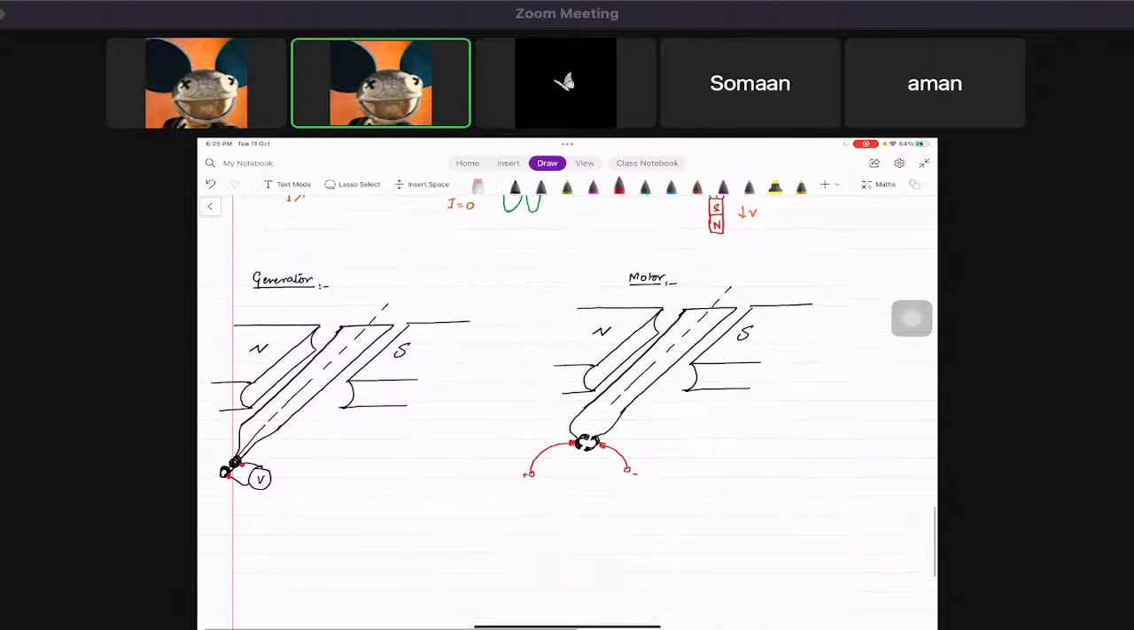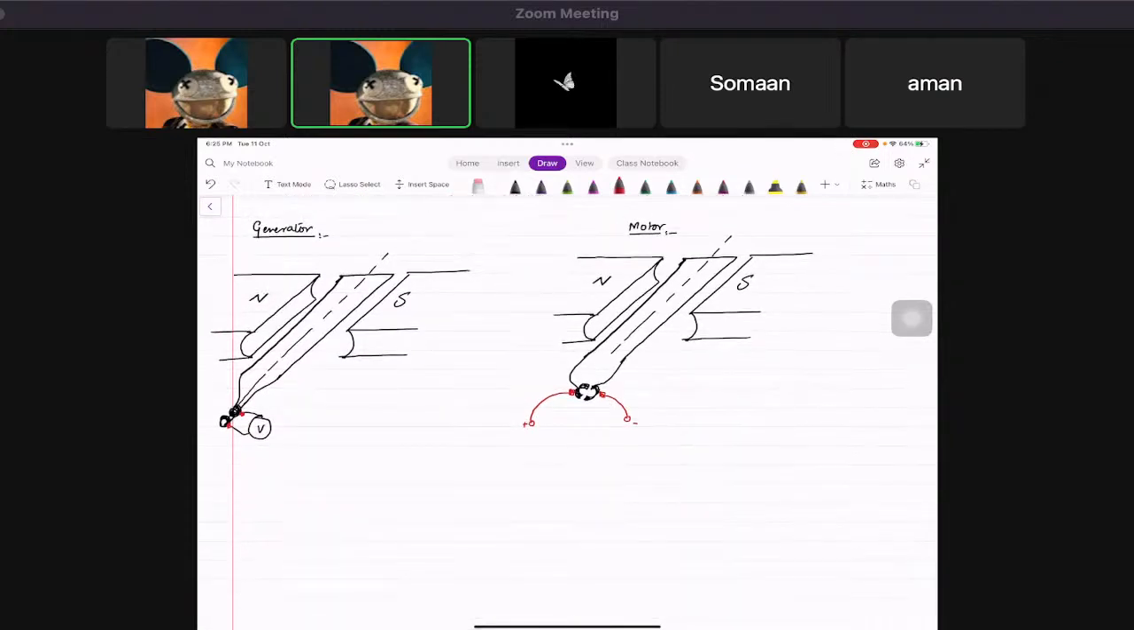Okay. So what I want you to understand is that of course this particular part will have n number of coils, and that's basically the same on both of them. This basically provides you alternating current induced, and these are called the slip rings. These are called the split ring commutator.